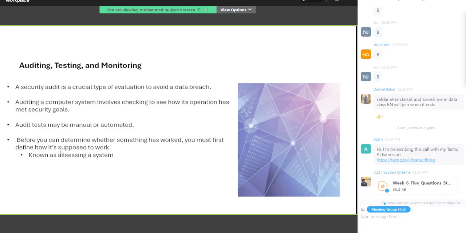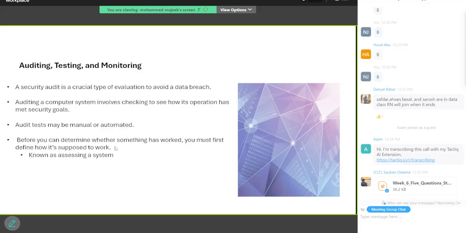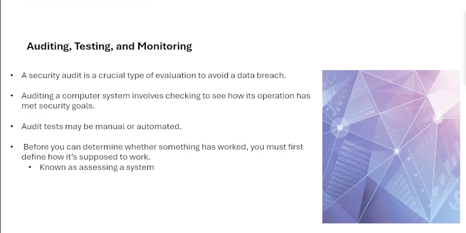Okay, folks, let's go ahead and start our class 7: auditing, testing, and monitoring. A security audit is a crucial type of evaluation to avoid any data breaches. Audits are very crucial for any mid-size and large-scale company. Basically, there are two types of audits: internal audit and external audit.